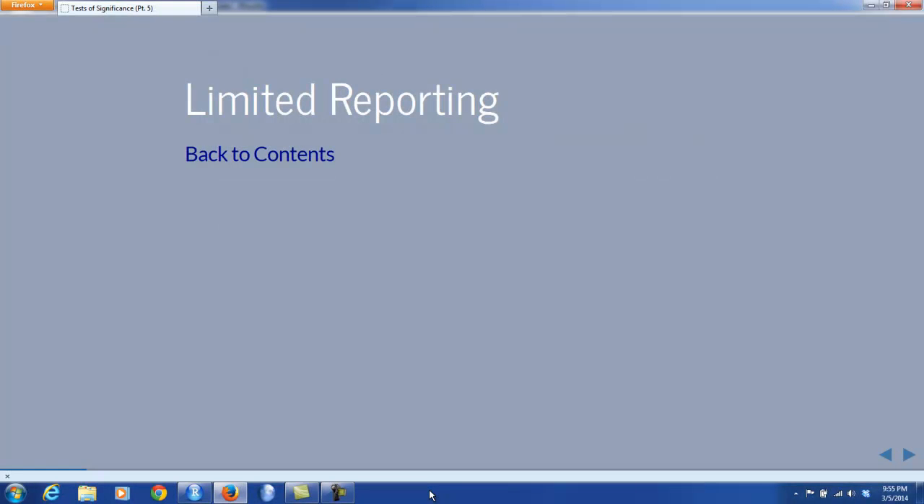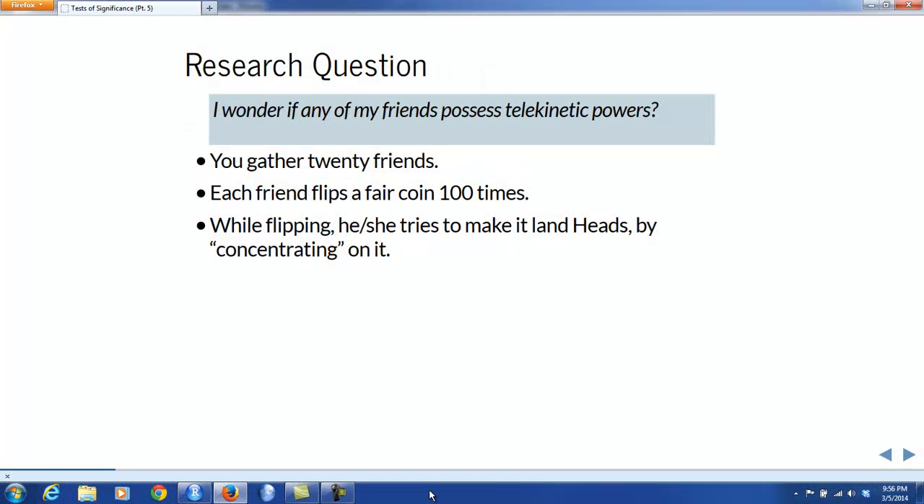So we first talk about limited reporting. You wonder if any of your friends possess telekinetic powers. Let's say you have 20 friends and you gather them all together. Let's say that each friend is going to flip a fair coin 100 times, and while flipping that coin, he or she is going to try to make it land heads by concentrating on it.